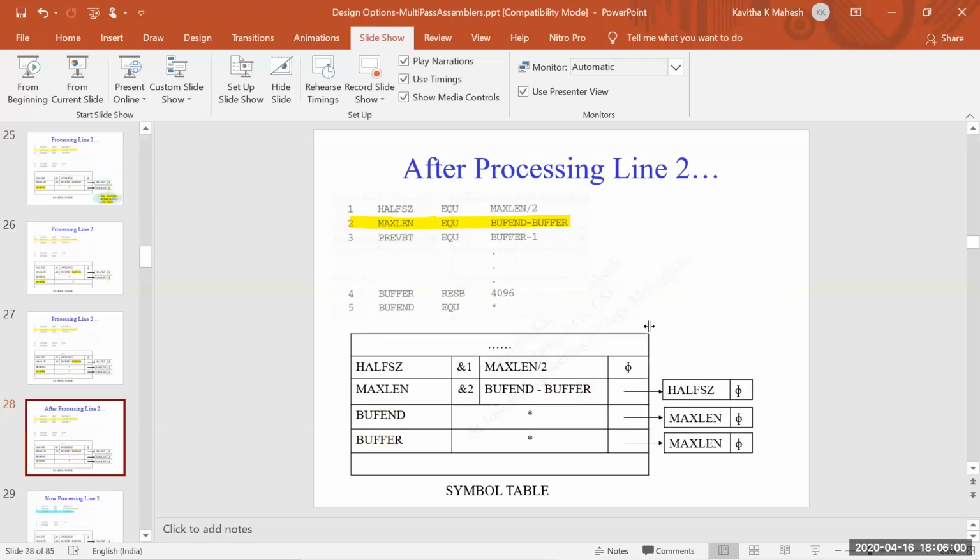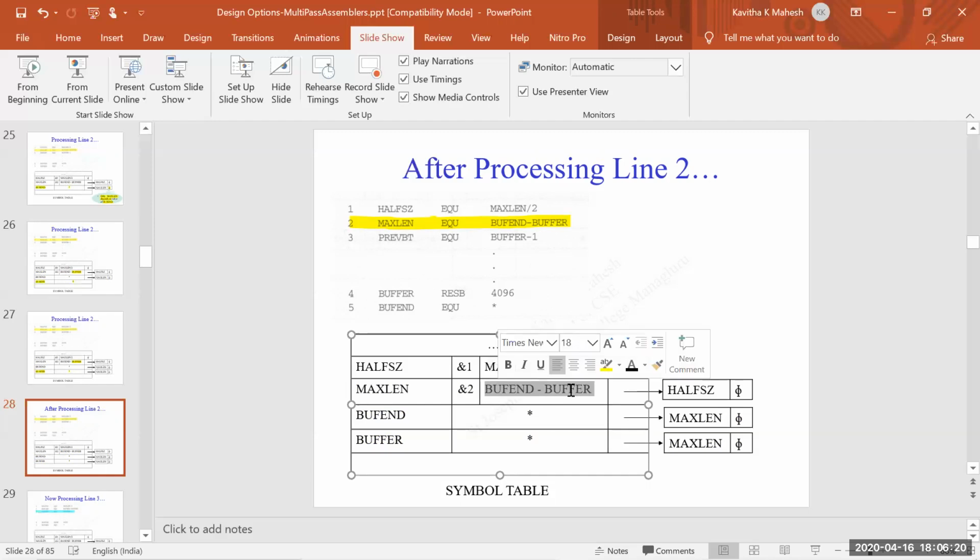So after line 2 is processed, this is the status of the symbol table. So what did we do during the processing of line 2? We have entered maxlen that was present in the label field. The defining expression for maxlen was entered in the value field, which is buffen minus buffer. In the defining expression for maxlen, we have two symbols, buffen and buffer. Both values are unknown. So we entered 2 in the second column, indicating that two symbols in the defining expression for maxlen are unknown. After this entry was done, we have also entered buffen and buffer into the symbol table, and we have flagged both entries with star, indicating that the values for buffen and buffer are unknown.